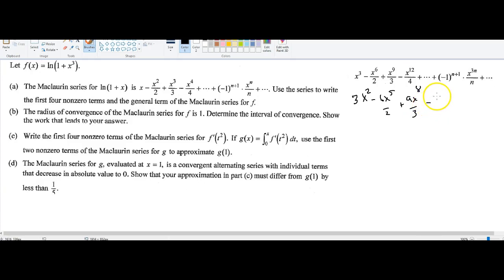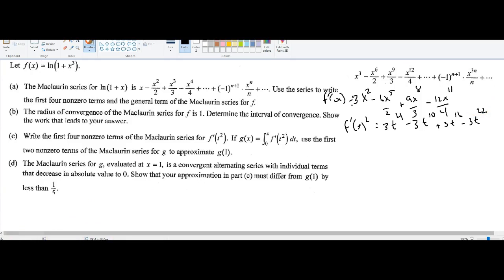So minus 12x to the 11th over 4. I didn't do that right. Hold on. No, I did it right. Okay, so I'm good. And that's just f prime of x, and I want to find the derivative at t squared, so I'm going to throw a t squared in there. When I do that, I'm going to get 3t to the 4th minus 3t to the 10th plus 3t to the 16th minus 3t to the 22nd, I believe.